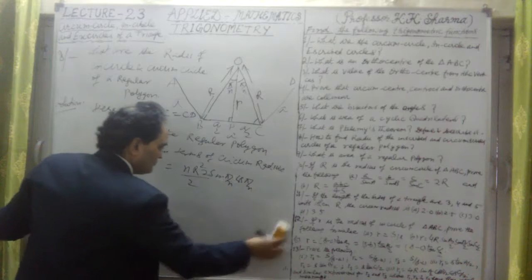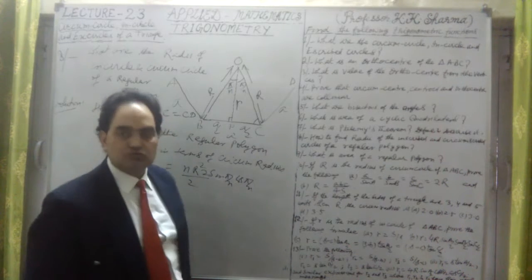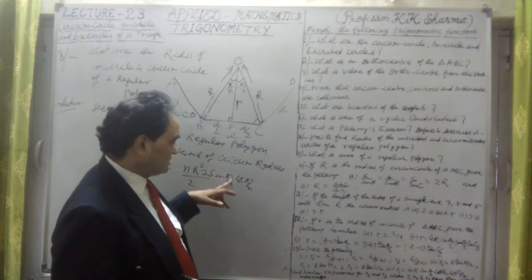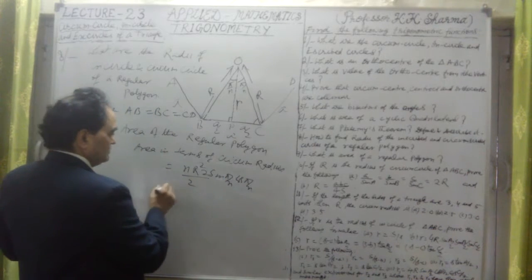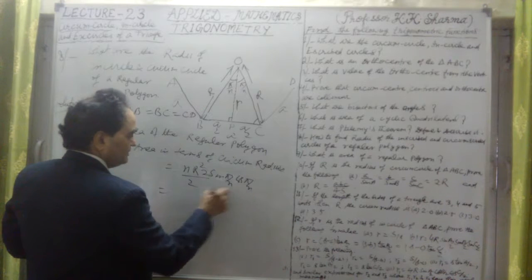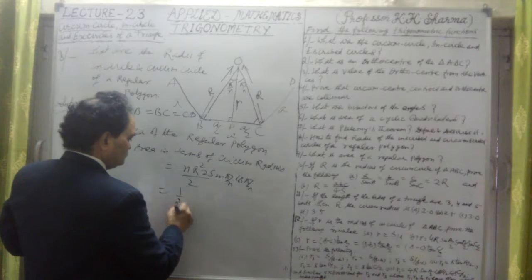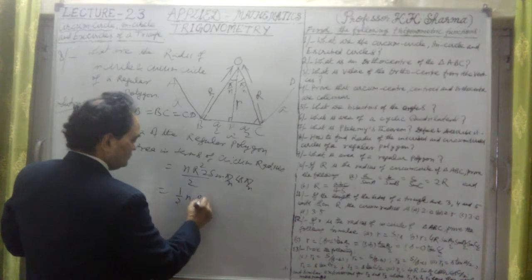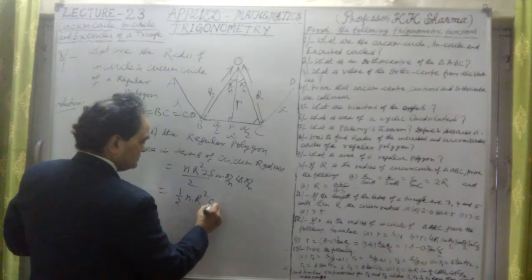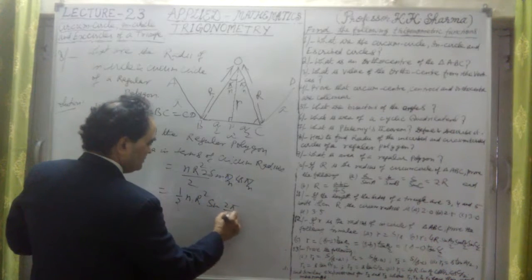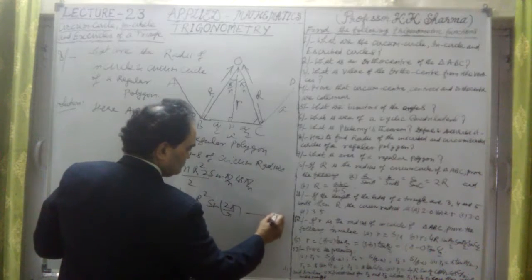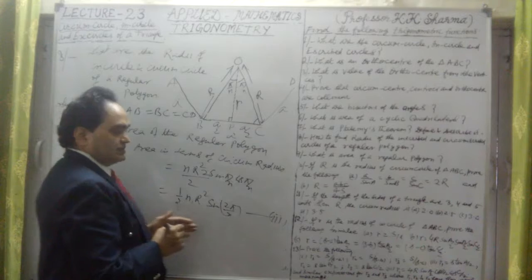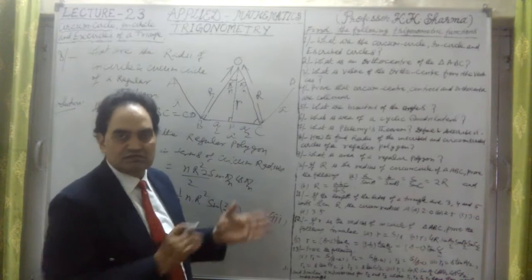This is the sine 2 theta formula, because sine 2 theta is equal to 2 sine theta into cos theta. Here the angle is pi upon n: 2 sine pi upon n cos pi upon n. So it is 1 by 2 n into R square into sine 2 pi upon n. This is the value in terms of capital R.